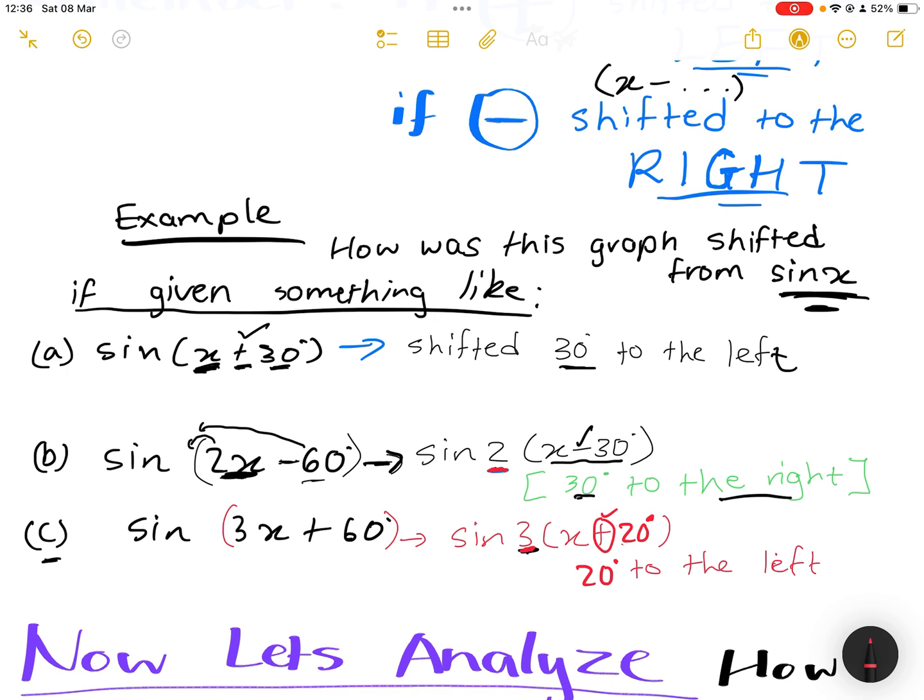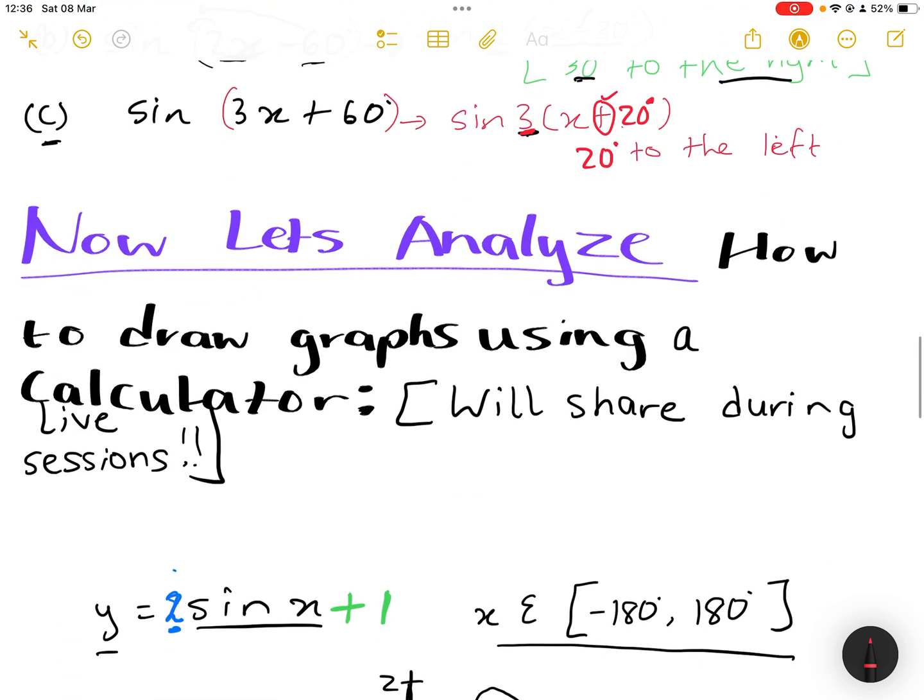So let's continue. Now let's analyze how to draw graphs using a calculator. If you are interested in how to use a calculator, we're going to share that during the live sessions, or you can ask on WhatsApp or anything like that. But that is how we're going to share it.